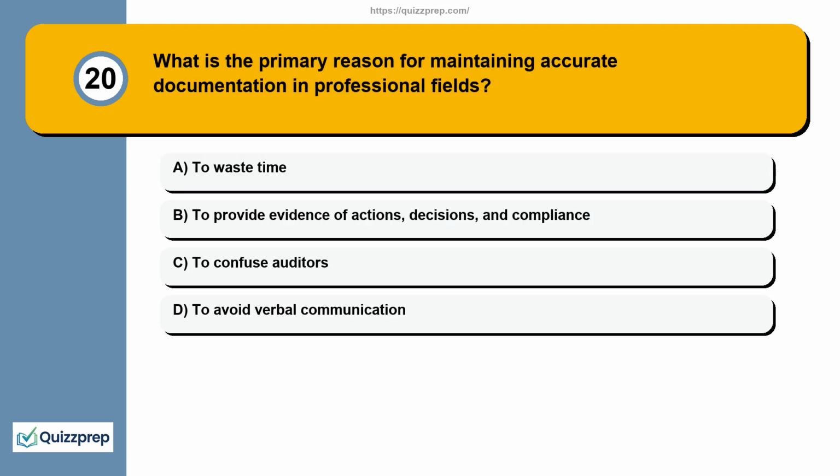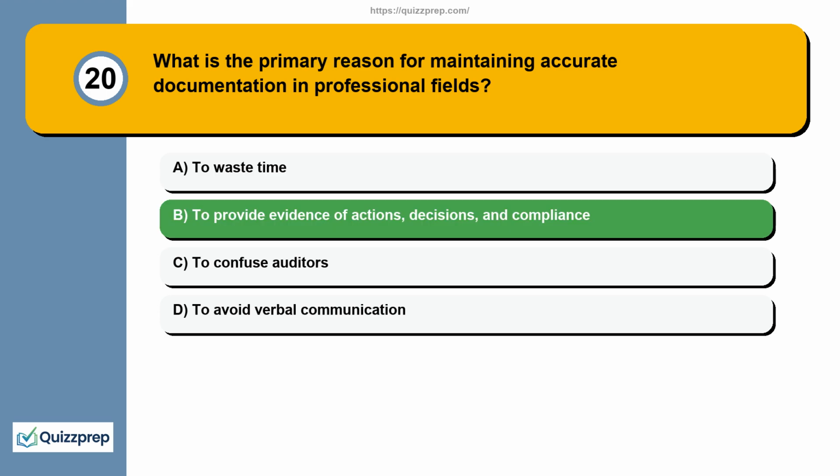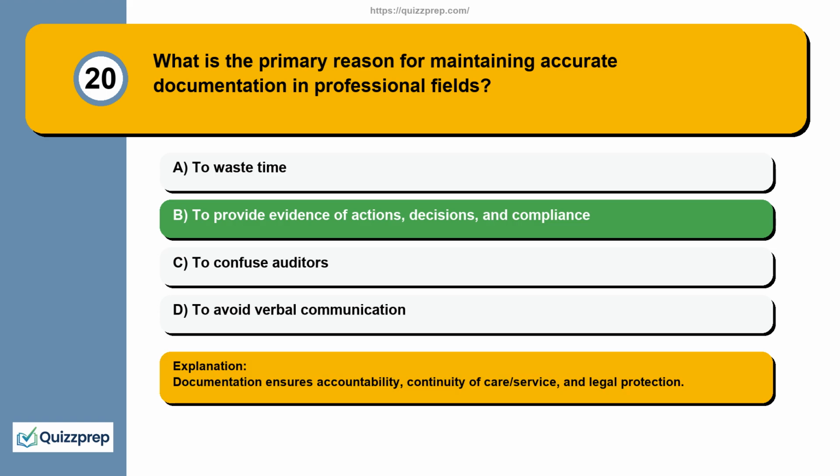Question 20. What is the primary reason for maintaining accurate documentation in professional fields? Here are your options. Option A, to waste time. Option B, to provide evidence of actions, decisions, and compliance. Option C, to confuse auditors. Option D, to avoid verbal communication. The correct answer is option B, to provide evidence of actions, decisions, and compliance. Explanation. Documentation ensures accountability, continuity of care or service, and legal protection.